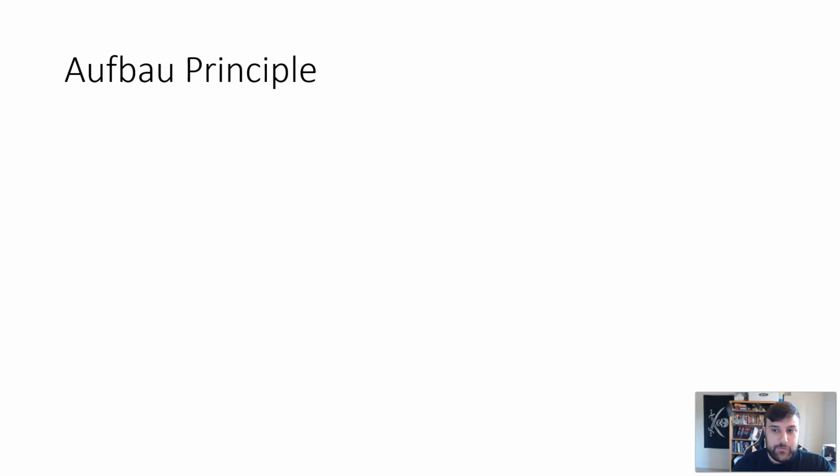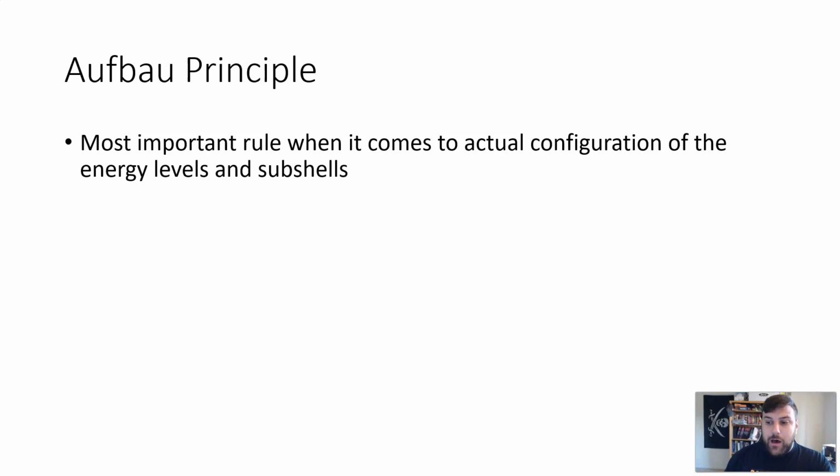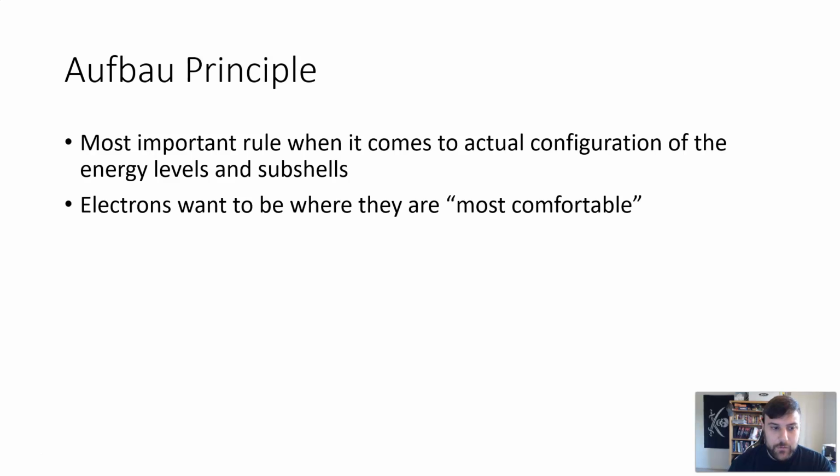The last of the 3 rules is Aufbau's principle. Now, in class, I talked about this one first, but I wanted to save this one for last because, in my opinion, Aufbau's principle is the most important of the 3 rules when it comes to how electrons want to naturally arrange themselves within an atom. Aufbau meaning filling, if I remember correctly, the way that atoms will want to fill is based on this principle. Overall, for a lack of a better description, electrons want to be where they are most comfortable.